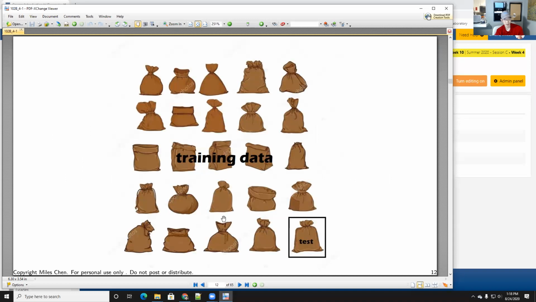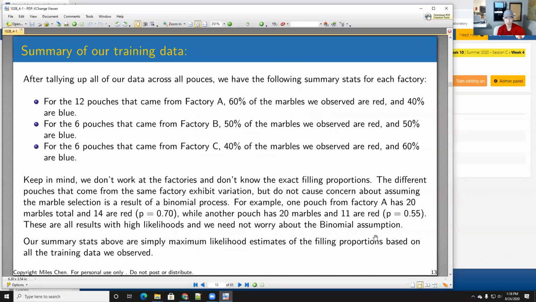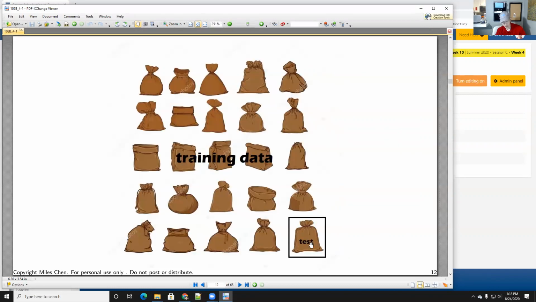Okay, so we have 25 bags of marbles. 24 of them are labeled A, B, and C, and then we've got one that's not labeled. That's going to be our test case. We're trying to figure out the probability that this bag came from factory A, B, or C.